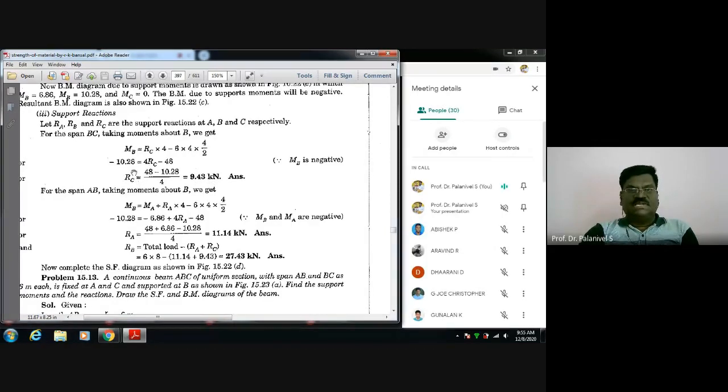So the assumed direction is right. We have assumed RC acting upward. We are getting a positive sign, so it is right. Okay, so the support reaction at C is determined.